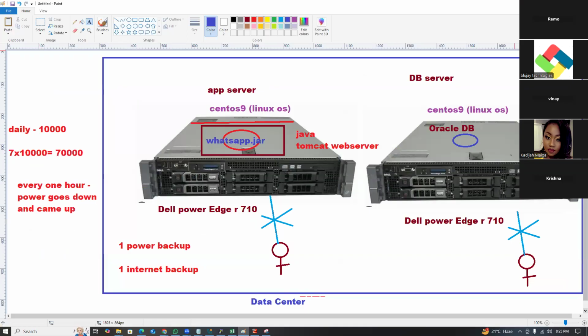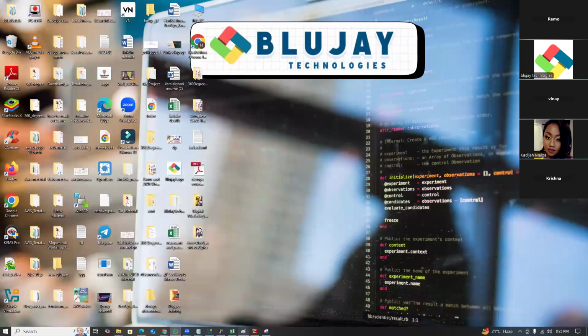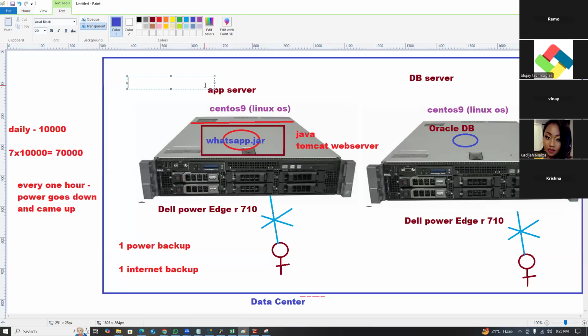This server, so what are they providing? They are providing rental space to keep our servers. They are providing multiple internet backups and multiple power backups. If you keep your servers in the data center, this will be provided. They are providing 99.99% uptime. What is that, guys? Your server will be available all the time.